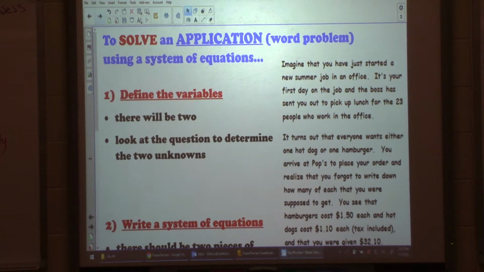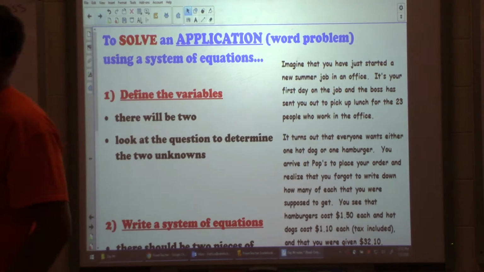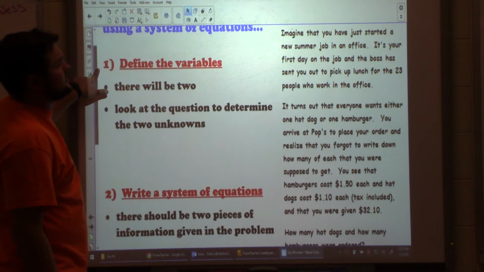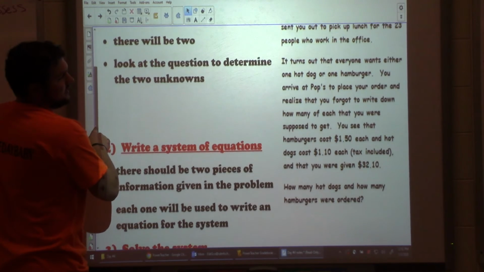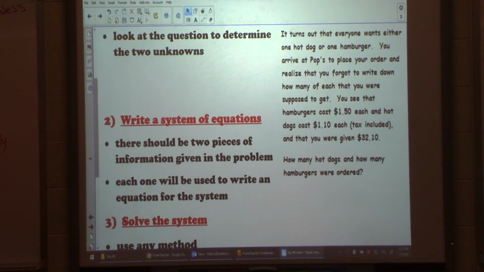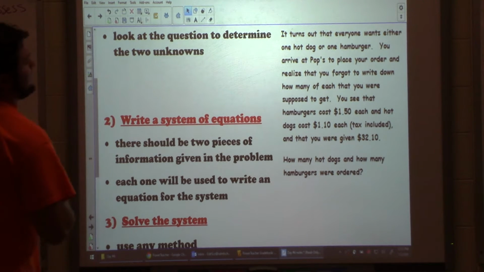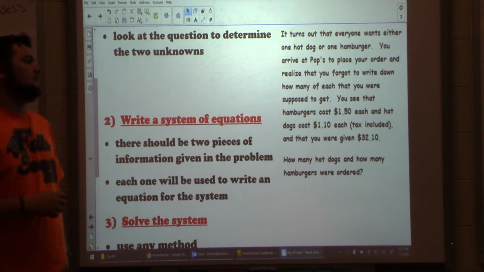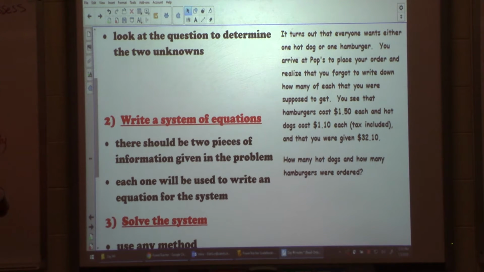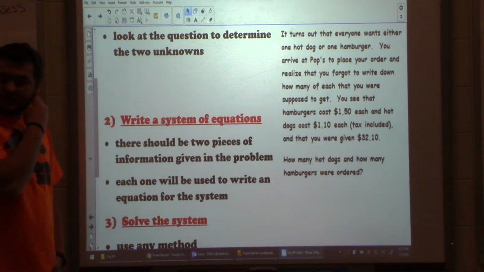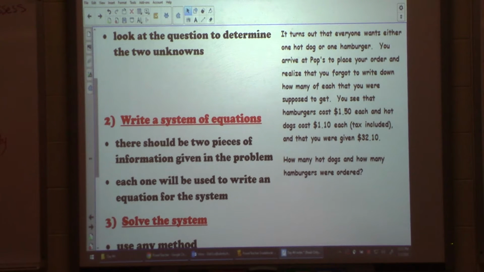Okay? So if we look at our problem here, we're going to do this problem as we go along. Imagine you've just started a new summer job in an office. It's your first day of the job, and the boss is sending you to pick up lunch for the 23 people who work in the office. Turns out that everyone wants either one hot dog or one hamburger, so you can't have more than one. You get a hot dog or a hamburger. You arrive at Pop's to place your order and realize you forgot to write down how many of each you're supposed to get. You see that hamburgers cost $1.50 each, hot dogs cost $1.10 each. Tax included, and you're given $32.10. You're given the exact change. How many hot dogs and how many hamburgers were ordered?